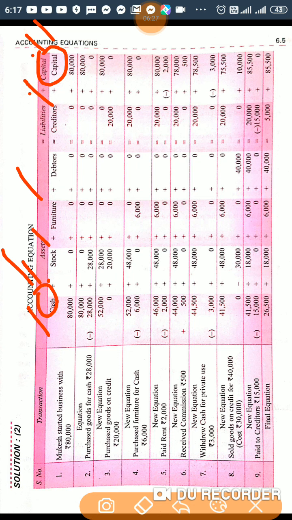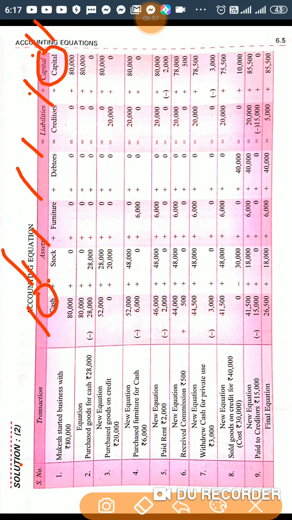So stock is involved, stock is going out from the business, stock is decreasing, so stock is already mentioned here, and at the same time you are selling it on credit, meaning the customer hasn't yet paid, so debtor is involved, so you will write debtor here. And the cost of goods was 30,000 and you are selling at 40,000, so there is a 10,000 profit.